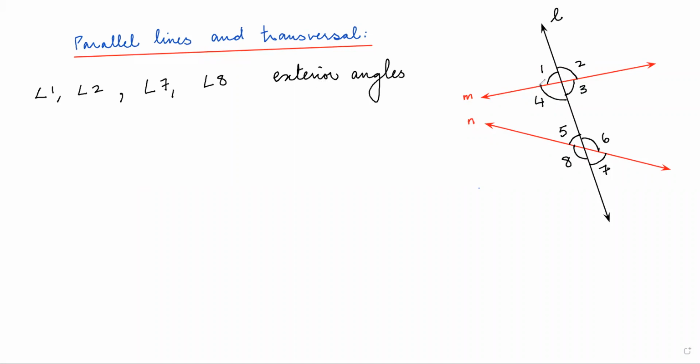All right. Similarly, students, because these angles are enclosed between lines M and N, angle 3, angle 4, angle 5 and angle 6 are known as interior angles. Very, very important. Right, students?